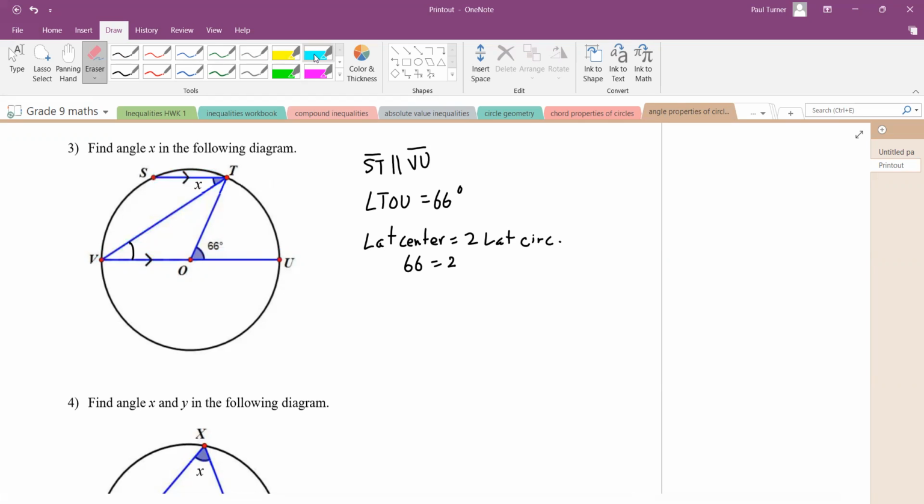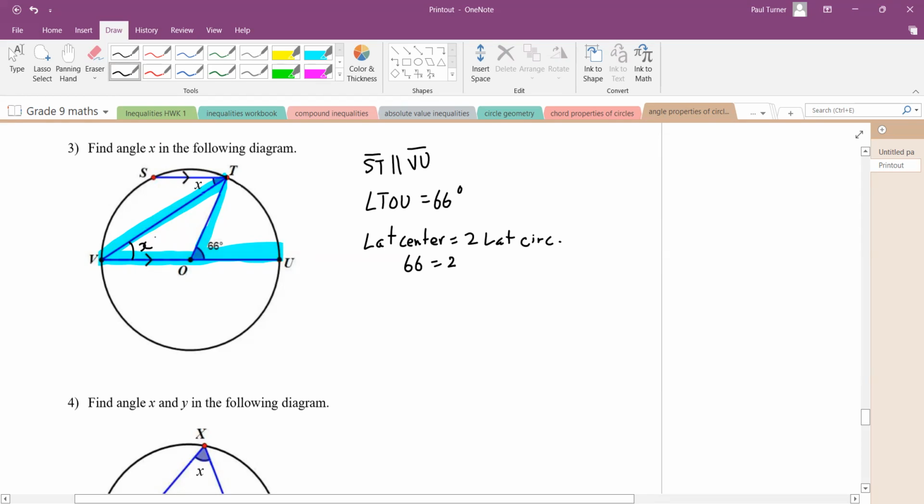So let's just clear that and take note of that. So angle at the center here is going to be 2 times the angle at the circumference, and we recognize this shape here. So angle at the circumference is going to be X because these angles will be equal. So 2X is 66, and in this case, X will be 33 degrees. We should also make note here that angle STV is equal to angle TVU, and that's the alternate angle rule.